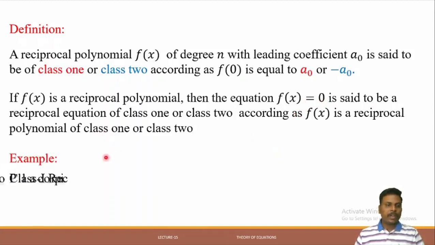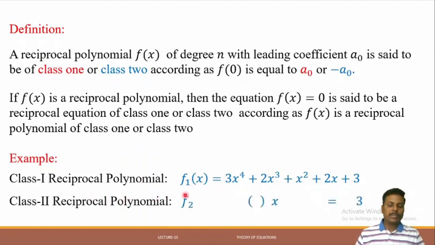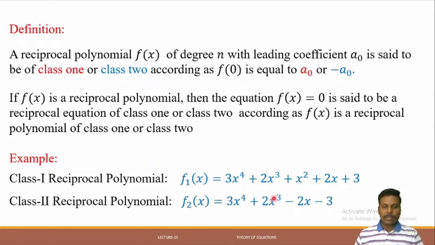Here are the examples of class 1 and class 2 reciprocal polynomials. Of course, we have seen this example already. This is a reciprocal polynomial. Now, whether it's class 1 or class 2, how to identify? We have to check this condition. f(0) is equal to 3 and the leading coefficient is 3. So f(0) is equal to a_0, so it's a class 1 reciprocal polynomial. And a class 2 example, f2. Of course, we have seen this is also a reciprocal polynomial. f(0) is equal to minus 3 and a_0 is equal to 3. So f(0) is equal to minus a_0, so it's a class 2 reciprocal polynomial. Okay. Hope you have understood the definitions.